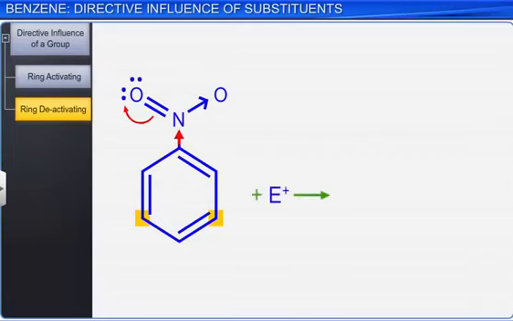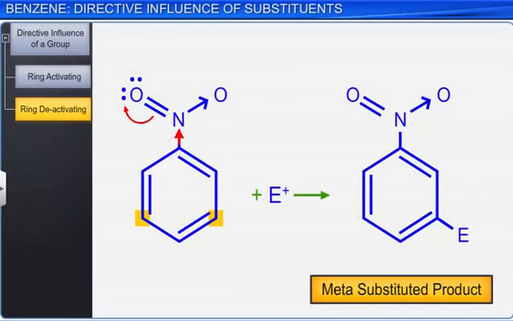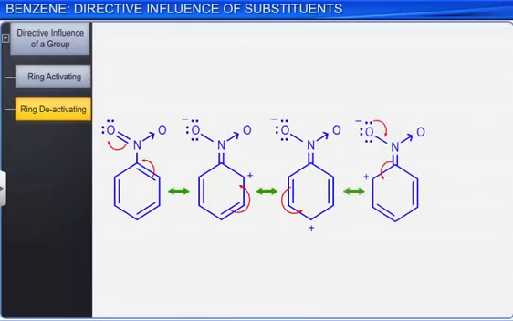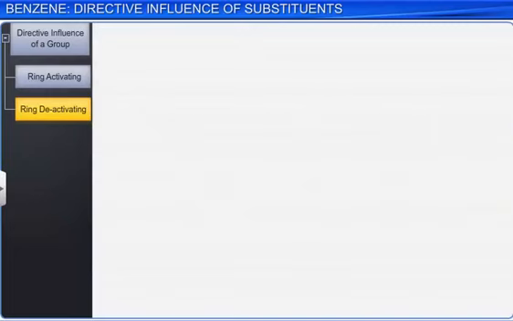The following resonance structures of nitrobenzene show that the electron density is less concentrated at ortho and para positions than that at the meta position. Thus, the incoming electrophile is directed to the meta position. Thus, ring deactivating groups are said to form meta-substituted compounds.